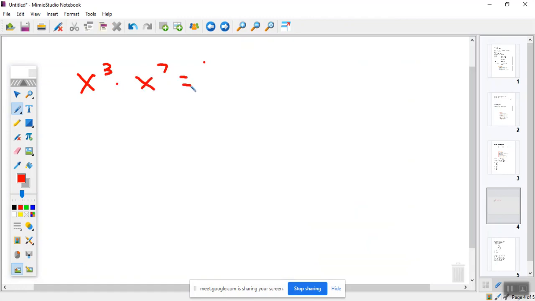Anybody want to take a shot at that? Sam, what do you think, bud? X to the 10th. You'd add the exponents. Whoops, and I can't even do that right today. All right, how about this one? What do you think, Logan? X to the 5th. You subtract, right?